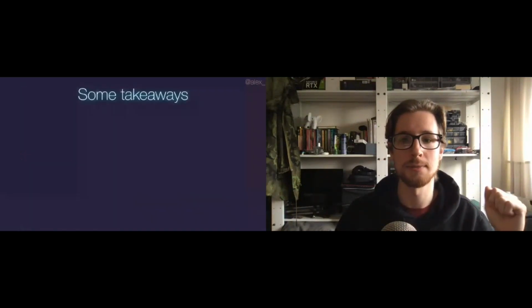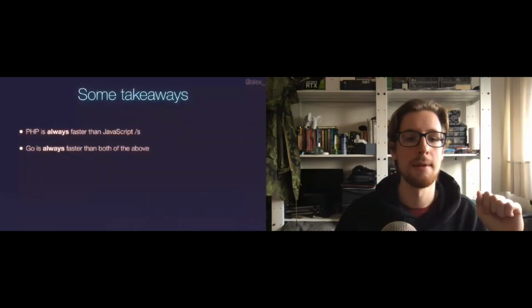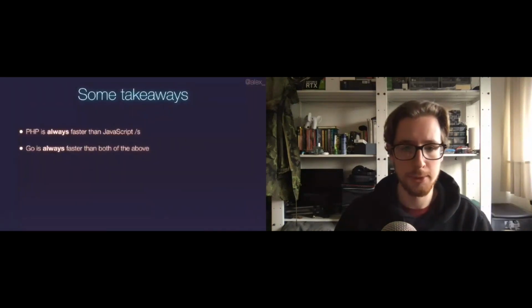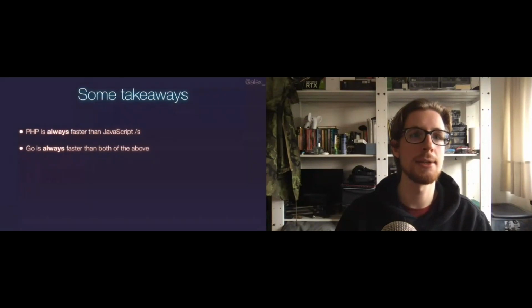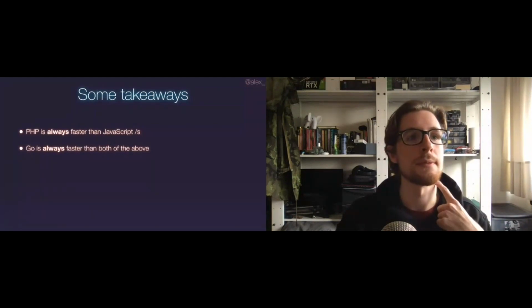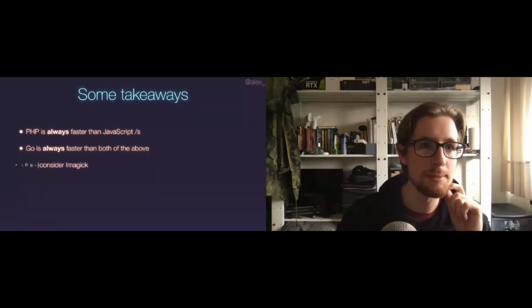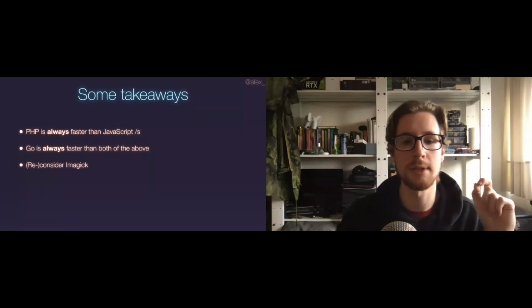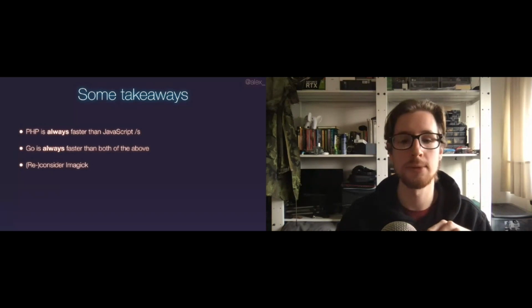So yeah, here are some takeaways, and then we're done. Slightly over time. Here's your controversial screenshots for Twitter. PHP is always faster than JavaScript, and Go is always faster than both of the above, which is a joke, by the way. But here's a real takeaway. I feel like Imagick is a bit underrated, so consider Imagick. It's really powerful. It's got a great API. It's got great documentation. It's perfect for anything graphical in PHP. But also reconsider Imagick if you have to do anything performance-sensitive.